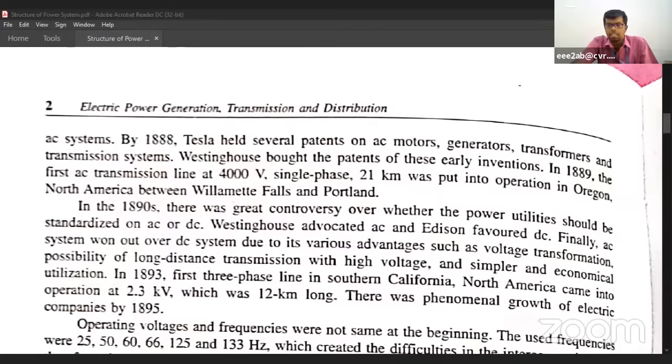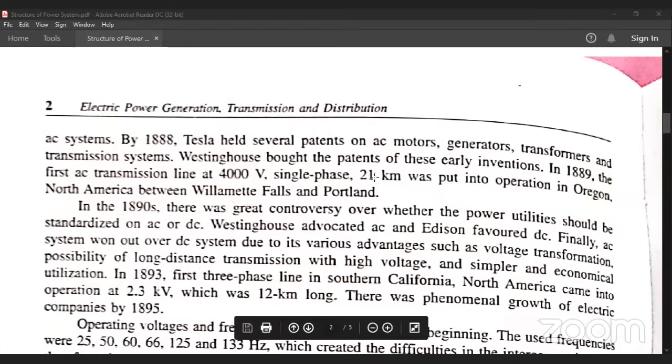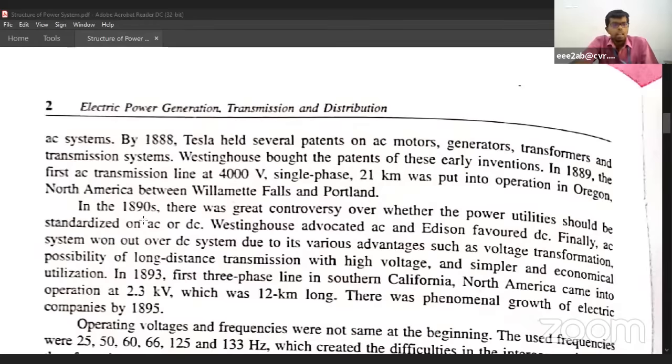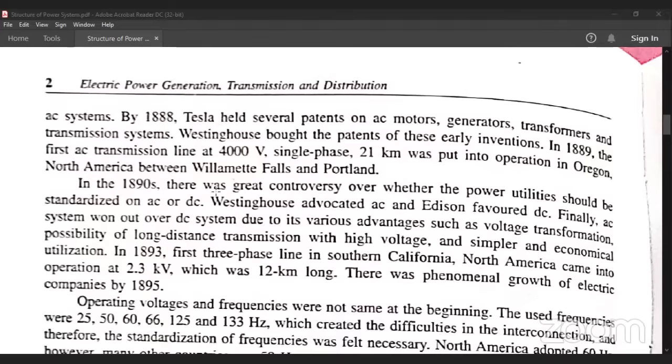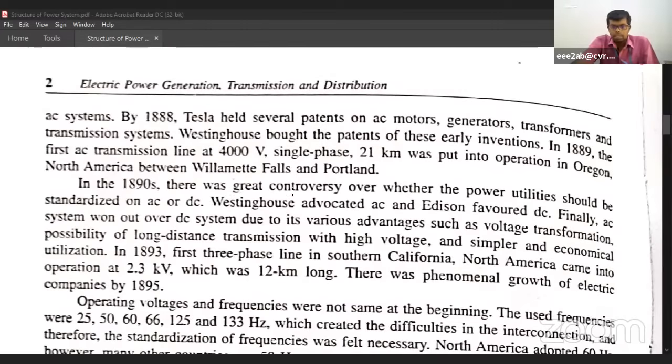This 21 kilometer line was put into operation in Oregon, North America, between Willamette Falls and Portland. In the 1890s, there was a great controversy over whether power utilization should be standardized on AC or DC. So which should we rely on, AC or DC?